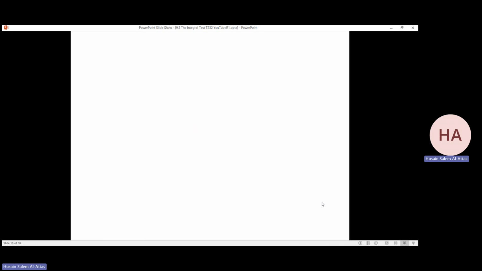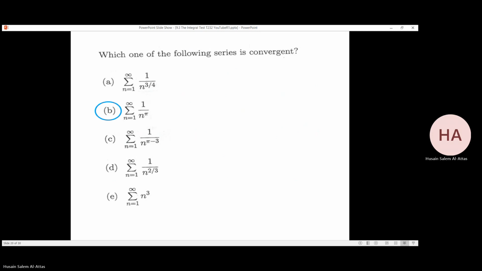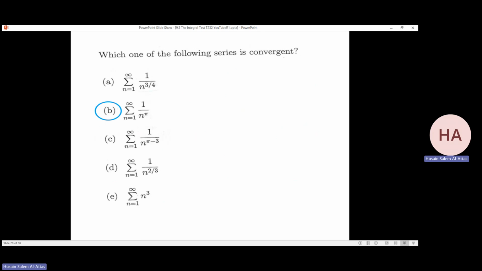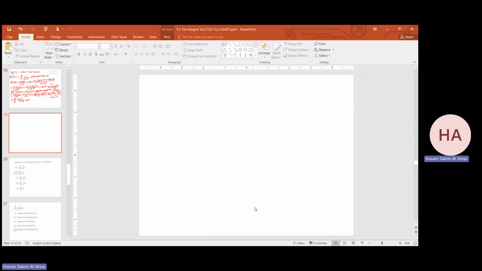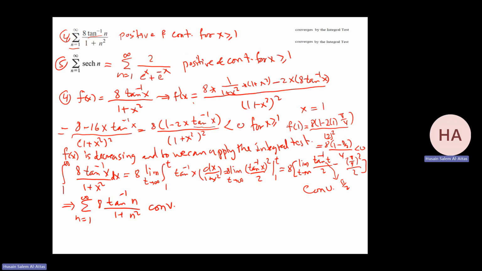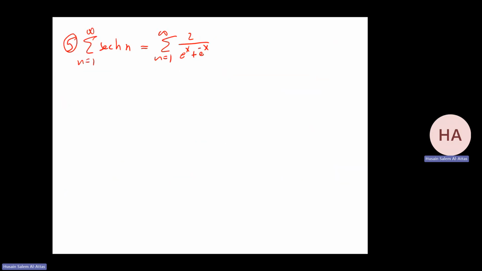What is the next one? Number 5. Summation n equal 1 to infinity of secant hyperbolic n, which is a summation. I think if I work it out as an exponential function, it will be easier. Okay, I know it's positive and continuous, so I need to check the decreasing.